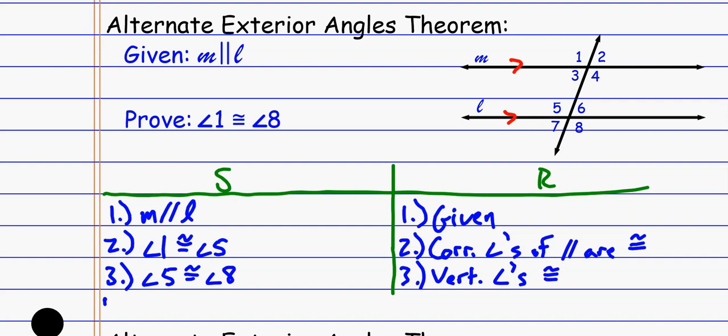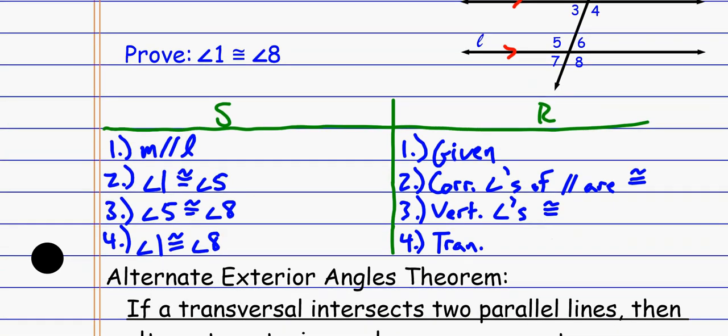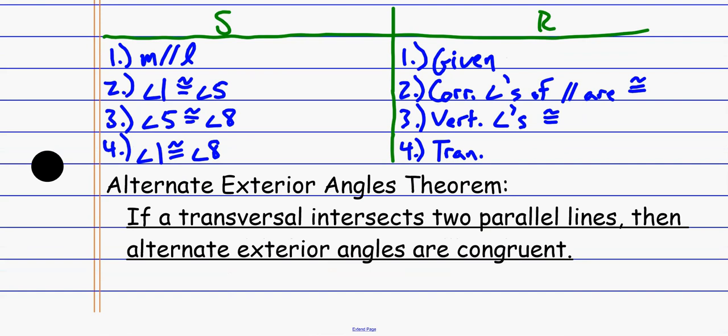And now from here, I'm basically done. If 1 is congruent to 5 and 5 is congruent to 8, then angle 1 is congruent to angle 8. And that's my transitive property again. Okay? And so here it is, alternate exterior angles, they're congruent, all right?